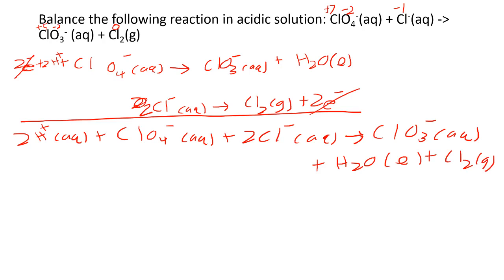And if you check and you add all your atoms up, you'll get the same things. So for example, we have 3 chlorines on both sides. We have 4 oxygens on both sides. We have 2 hydrogens on both sides. And because we're balancing an acidic solution also, we didn't have to do anything else extra with OH-.